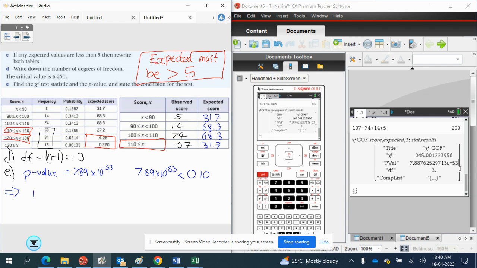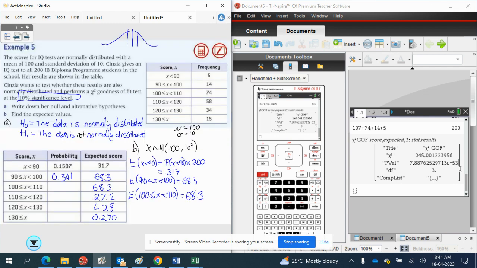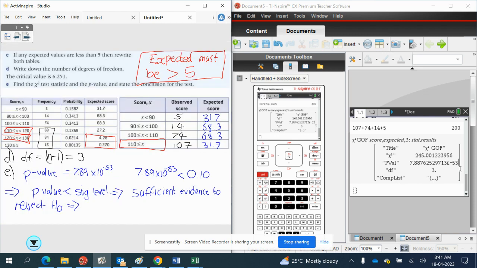This implies that the p-value is less than the significance level. If the p-value is less than significance, there's sufficient evidence to reject. That means we have sufficient evidence to reject the null hypothesis. Reject the null hypothesis, then we accept the alternate hypothesis. This implies the data is not normally distributed.